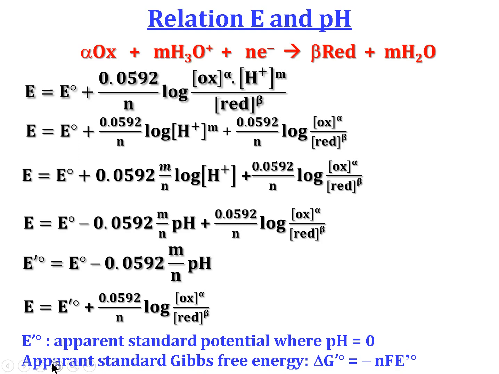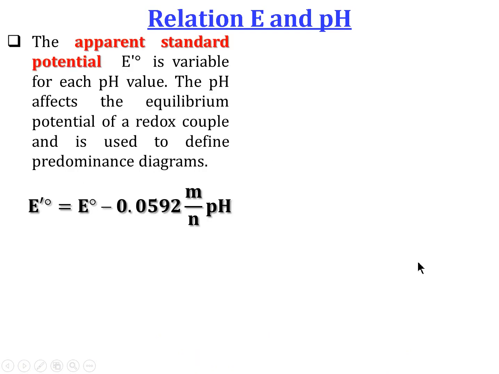And as delta G0 equals minus nFE0 and delta G equals minus nFE, the apparent standard Gibbs free energy delta G prime 0 equals minus nFE prime 0. So the apparent standard potential E prime 0 is variable for each value of the pH, so for each value of concentration of H3O+ used. The pH affects the equilibrium potential of a redox couple and is used also to define the predominant species.